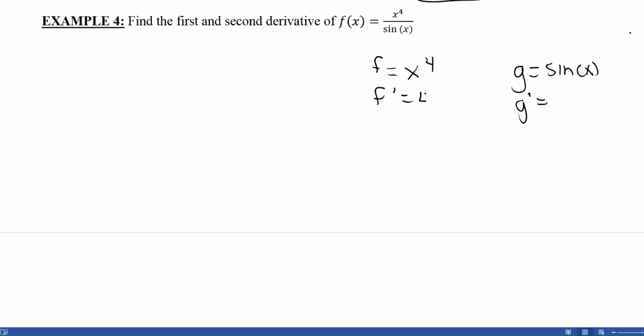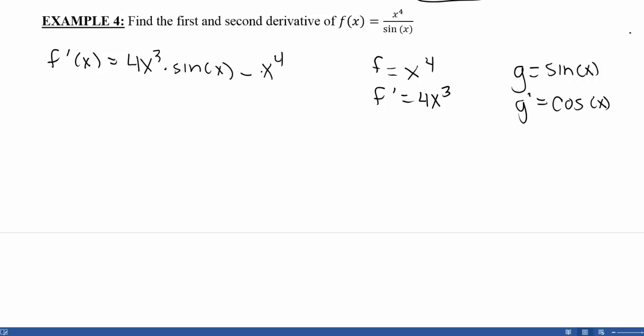I need to find each of their respective derivatives. The derivative of x to the fourth is 4x cubed. The derivative of sine x is cosine x. So for my first derivative, I'm going to have f prime times g, so 4x cubed times sine x, minus f times g prime, so x to the 4th times cosine x. All of that divided by g squared, so sine x squared.